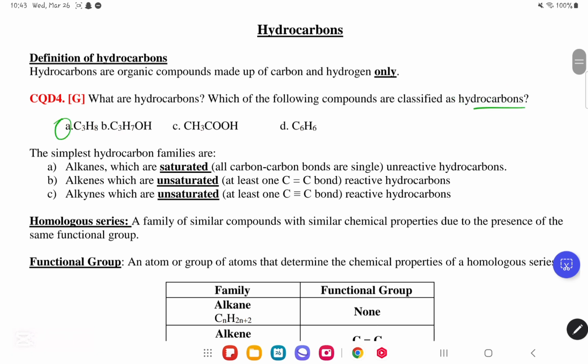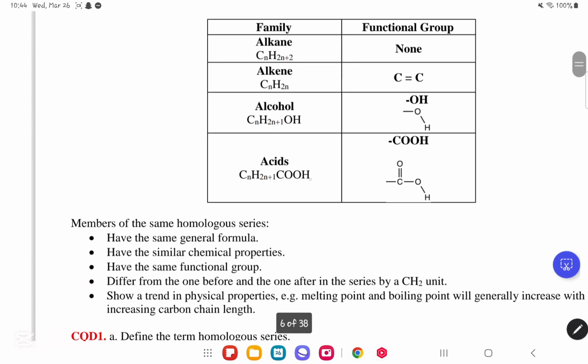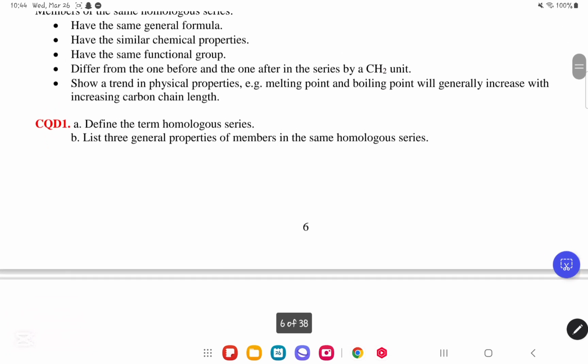So for sure, A is an option. B will not be an option because it has oxygen. Also, C is not an option, so D is also an option. So the two answers that are classified as hydrocarbons, they are A and D. So now we'll move on to the next CQD, which is CQD number 1.